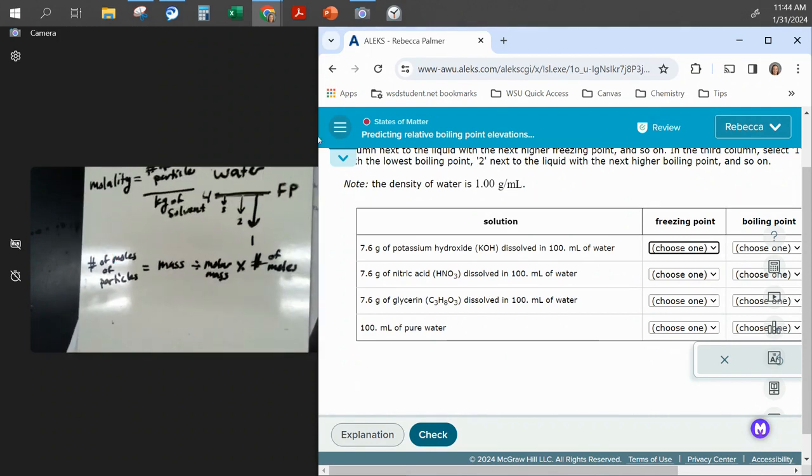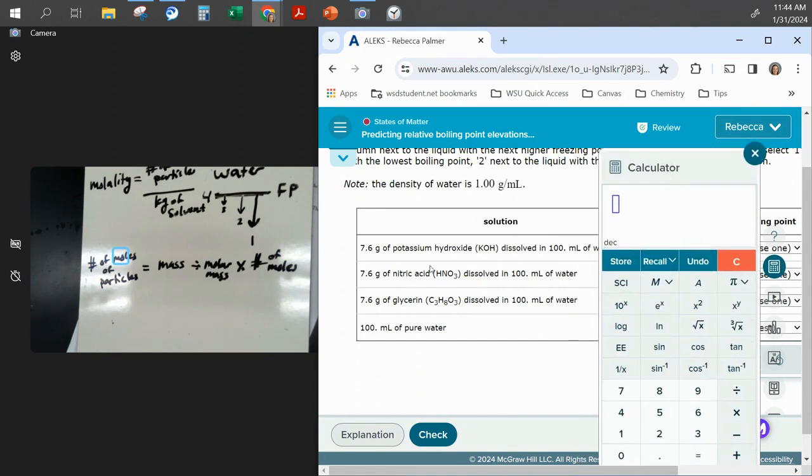So let's find the number of moles of particles. This is going to be 0.1 kilograms of water from my pattern. First, I'm going to choose that water has the highest freezing point and the lowest boiling point. And then I'm going to calculate the molalities. So we're going to take our mass, 7.6. We're going to divide by the molar mass of potassium hydroxide.